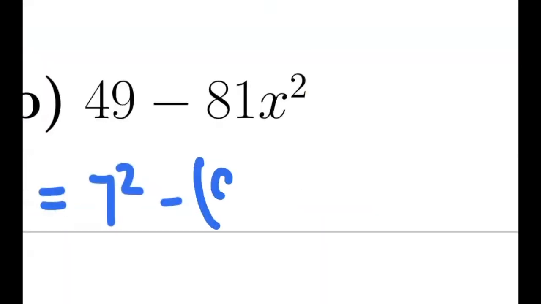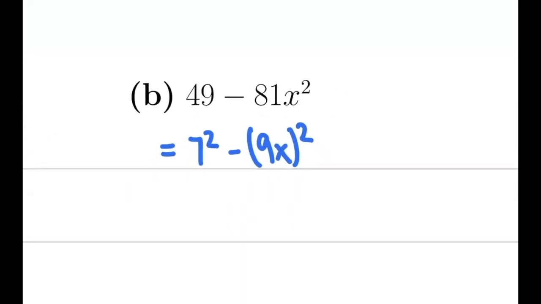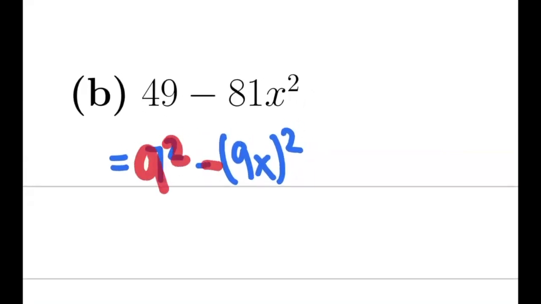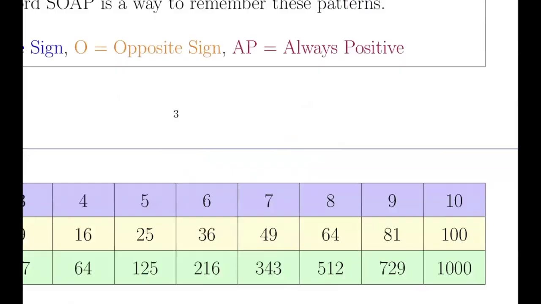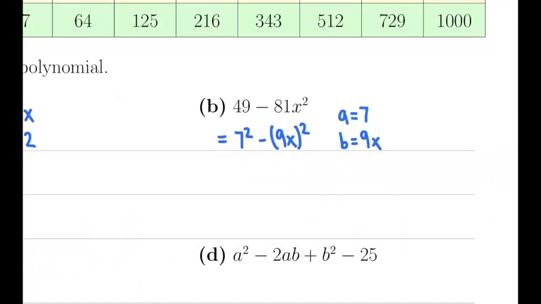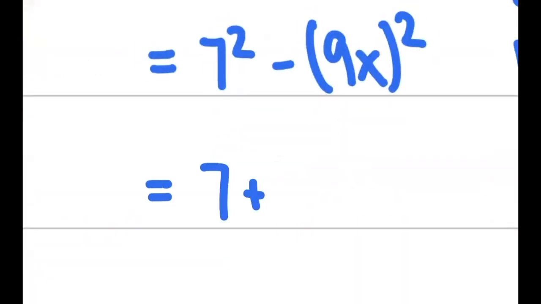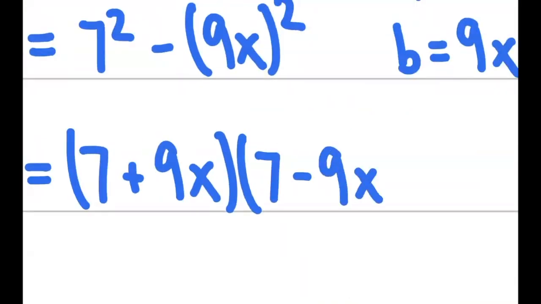So you can write this as the square of the quantity 9x, because 9 times 9 is 81 and x times x is x squared. So this is my a squared minus b squared right here. So a is this 7 and the b is the 9x. Let me just write that here. A is 7, b is 9x. So remember the formula for a difference of squares is a plus b times a minus b. So this equals 7 plus 9x times 7 minus 9x.